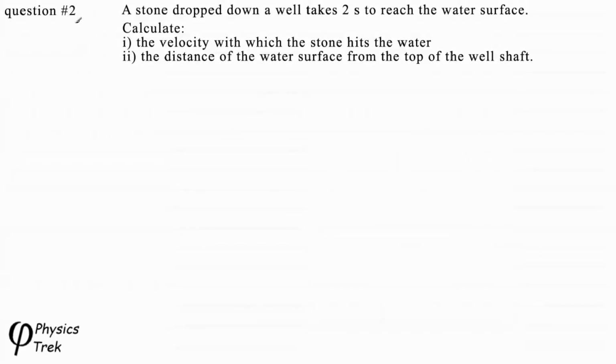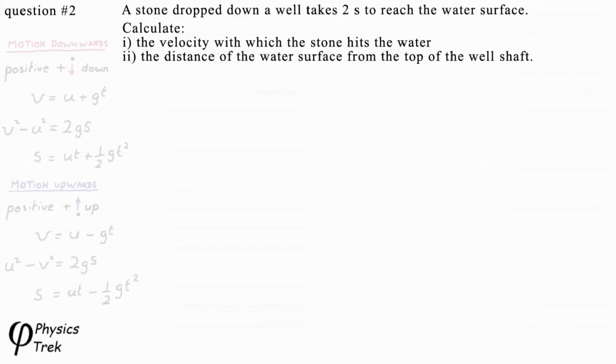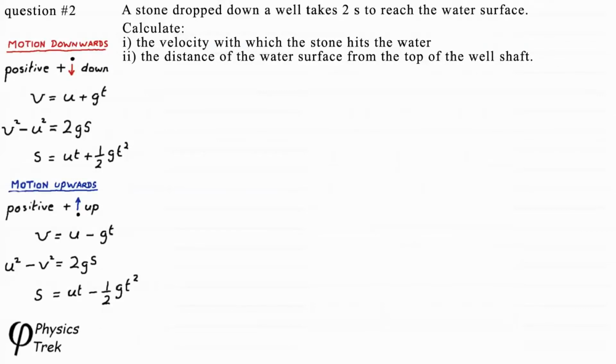Question number 2. A stone dropped down a well takes 2 seconds to reach the water surface. Calculate 1, the velocity with which the stone hits the water, and 2, the distance of the water surface from the top of the well shaft. And first, down the side, for quick reference, are 2 sets of equations for upward and downward movement.